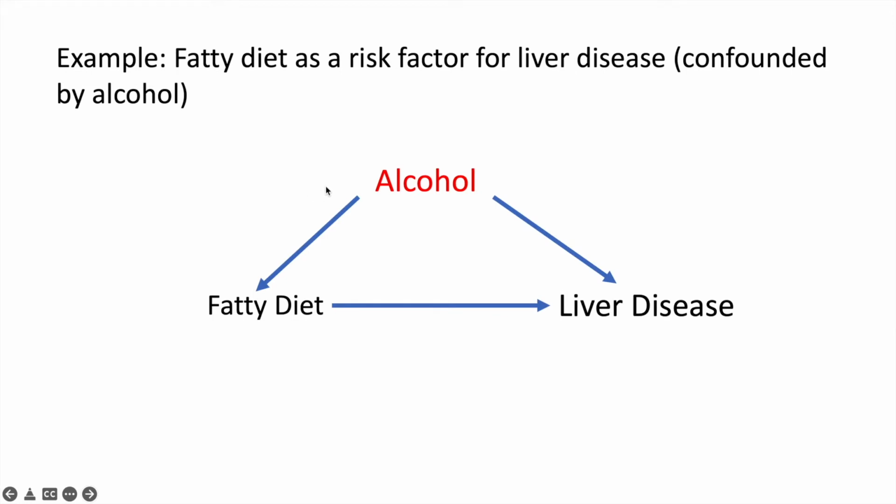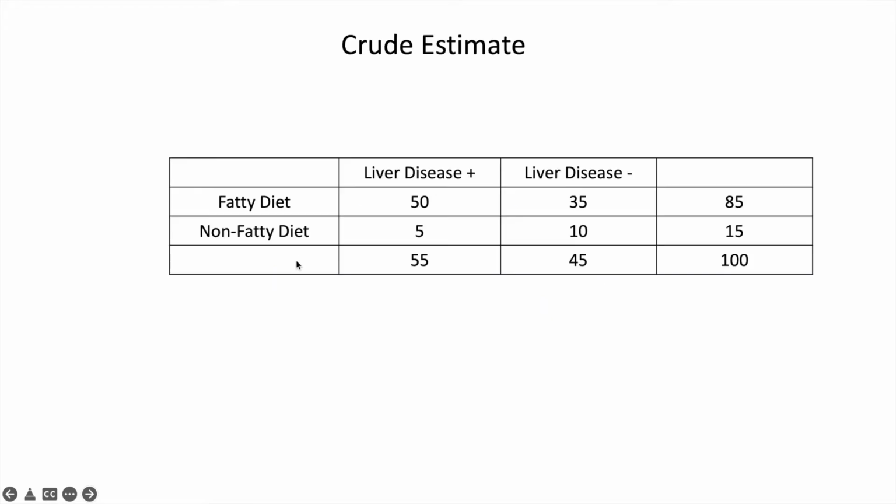So the example I'm going to use is if we're interested in the influence of fatty diet on liver disease and we think alcohol might confound this relationship. What we can do is first calculate the crude estimate. So this is just our exposure of interest and outcome of interest, fatty diet and liver disease. And we have the distribution that would let us calculate the crude odds ratio, so 50 over 35 divided by 5 over 10, it comes out to 2.9.